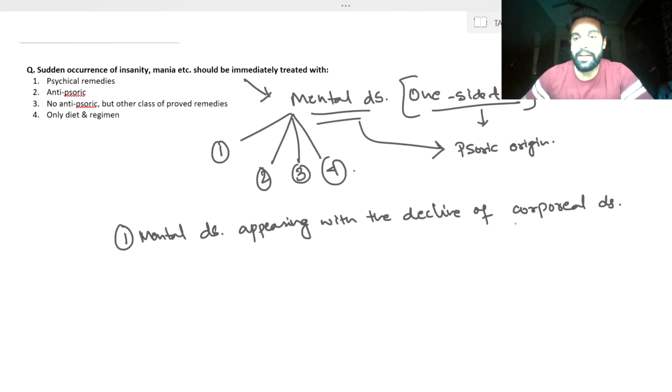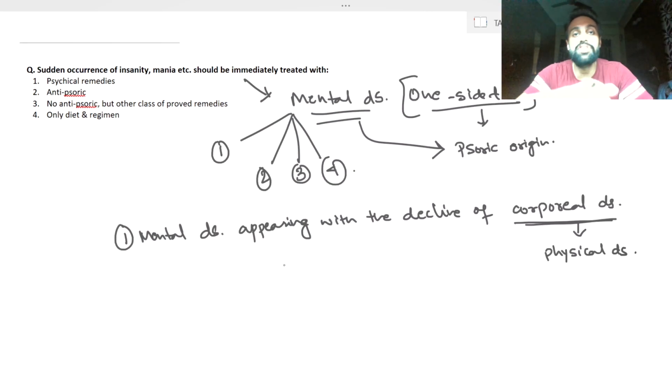Now what is this corporeal disease? These corporeal diseases are nothing but physical forms of diseases. Okay, these are physical diseases. Suppose there was any suppuration in the lungs, or any deterioration in any organ of the body, and that has transformed into insanity or mania. So what has happened is that the physical disease has now transformed into a mental disease. Okay, so that is type 1.